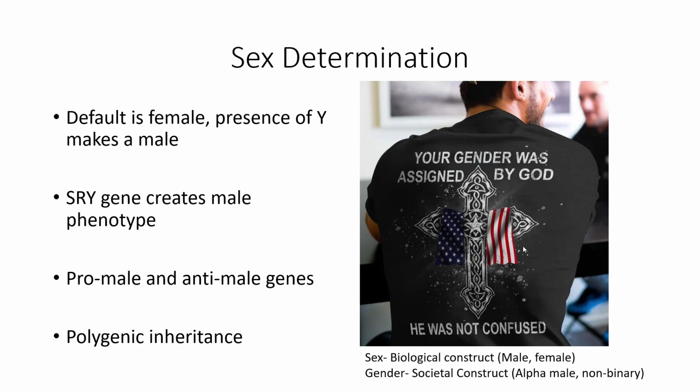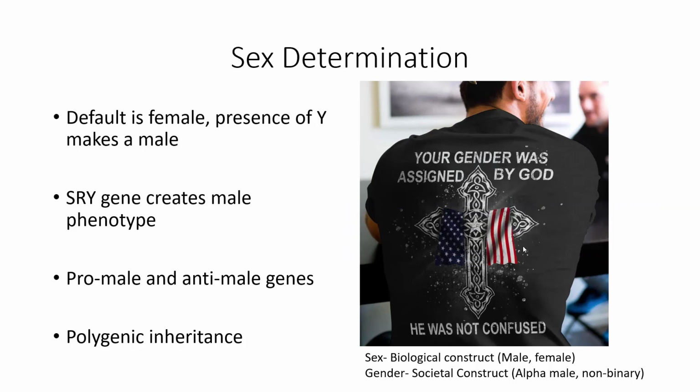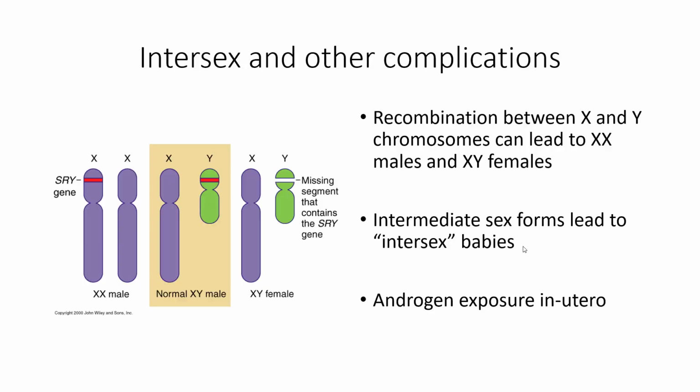There are also pro-male and anti-male genes. So the SRY gene actually activates other genes, and these other genes are your sex-specific genes. What this means is we have polygenic inheritance. Remember, polygenic inheritance creates somewhat of a gradient. So there might be different phenotypes as opposed to the strict XY is male, XX is female. There's actually a lot more going on there. And specifically, here's your intersex and other complications.